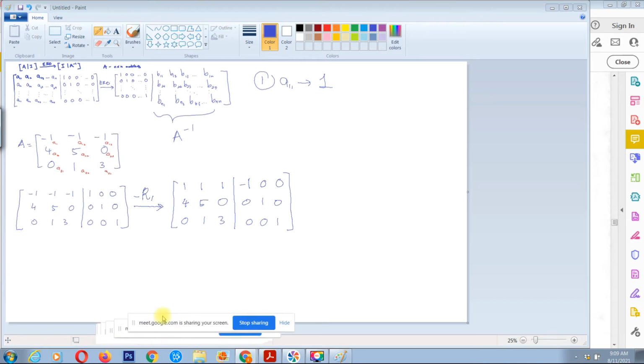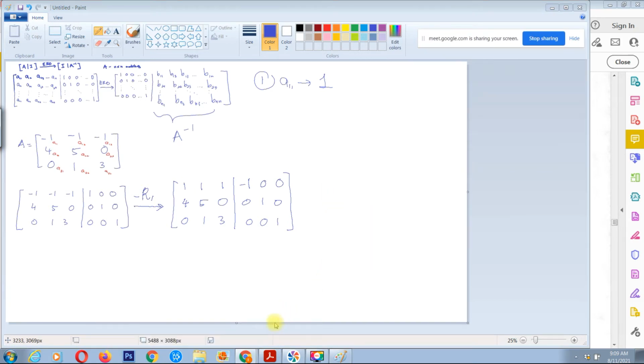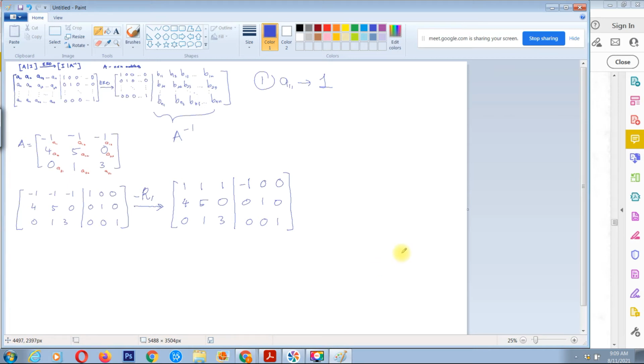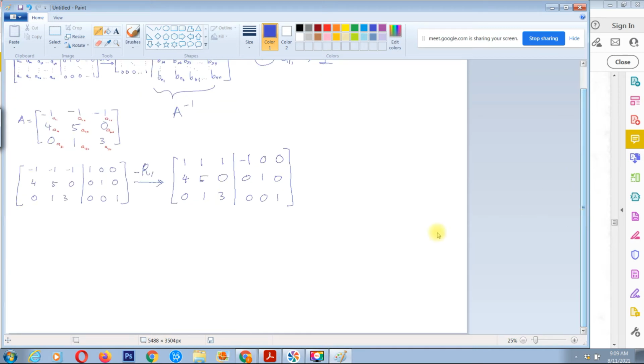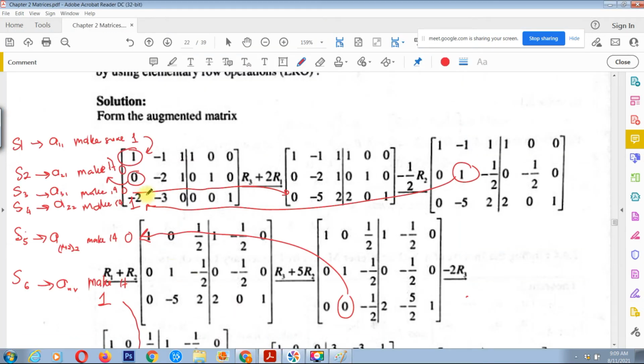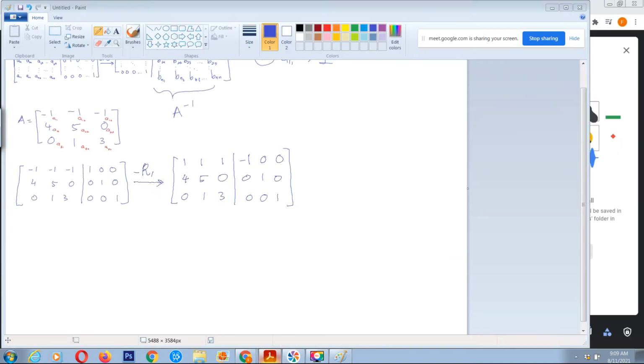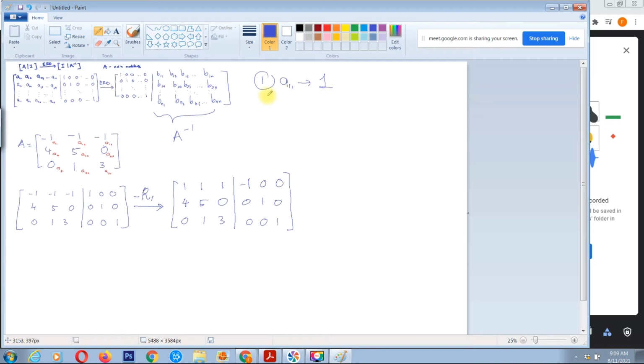So the next is the second step. What is the second step? The second step is to make A21 equal to 0. So make sure this will be 0. A21 will be 0. How to make this 0?